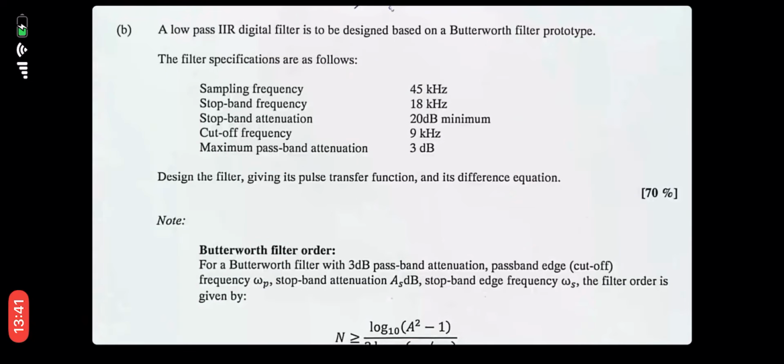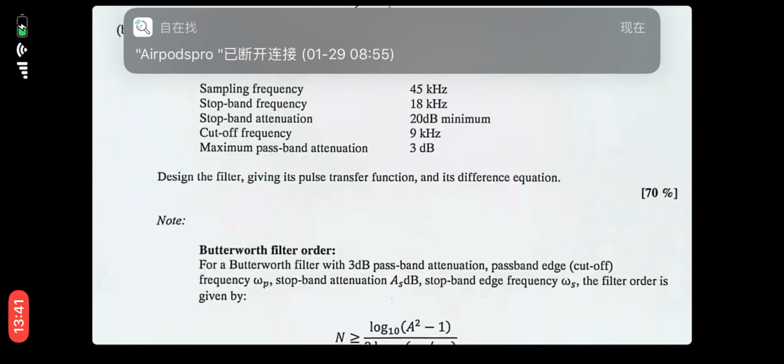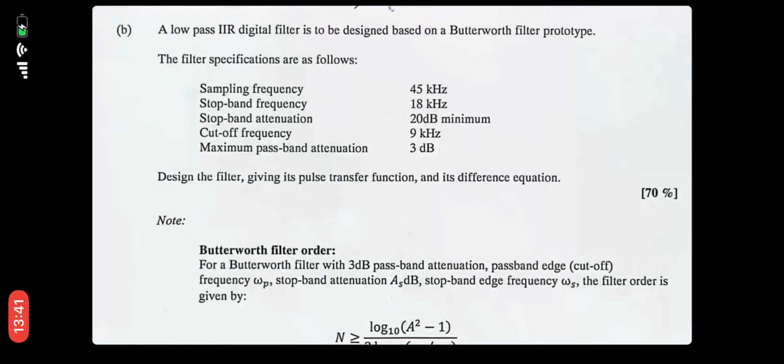So here we've got an infinite impulse response, IIR filter. We've got specifications of stop band frequency and attenuation, cutoff frequency and attenuation, and we are asked to design the filter, giving its pulse transfer function and difference equation. So this is an IIR filter design process. And there are several steps to that. Let's follow through all the steps.